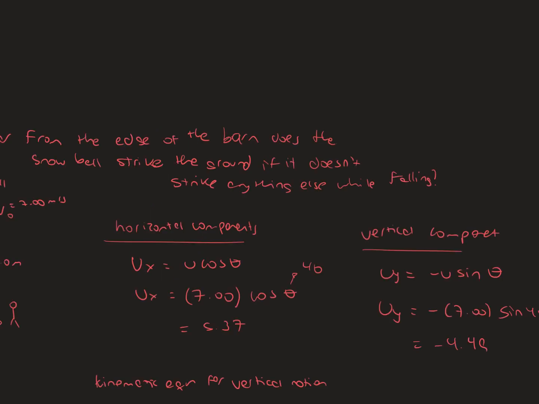So in the following problem it says a snowball rolls off a barn roof that slopes downward at an angle of 40 degrees. The edge of the roof is 14 meters above the ground, and the snowball has a speed of 7 meters per second as it rolls off of the roof. Ignoring the air resistance, the question is, how far from the edge of the barn does the snowball strike the ground if it doesn't strike anything else while falling?